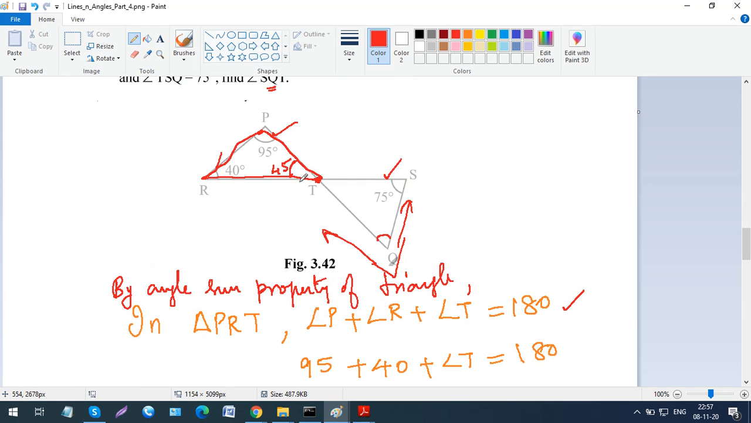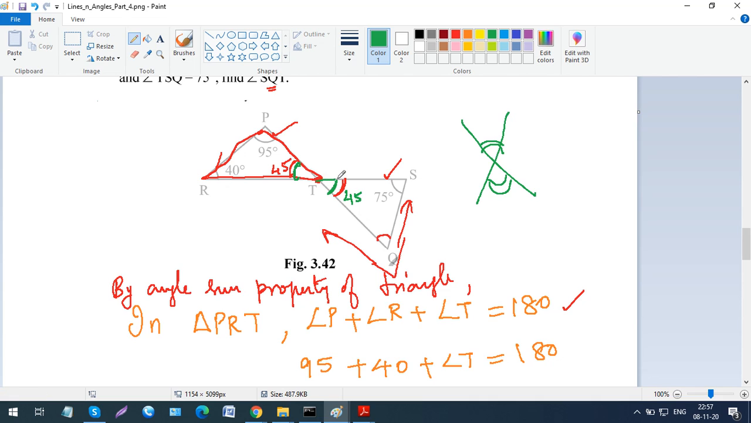Now you see this angle and this angle are vertically opposite angles, right? I'll use a green pen to show it. These two are vertically opposite angles. Whenever you have two angles formed by crossing lines like this, these are called vertically opposite angles, and they are always equal. So this turns out to be 45.